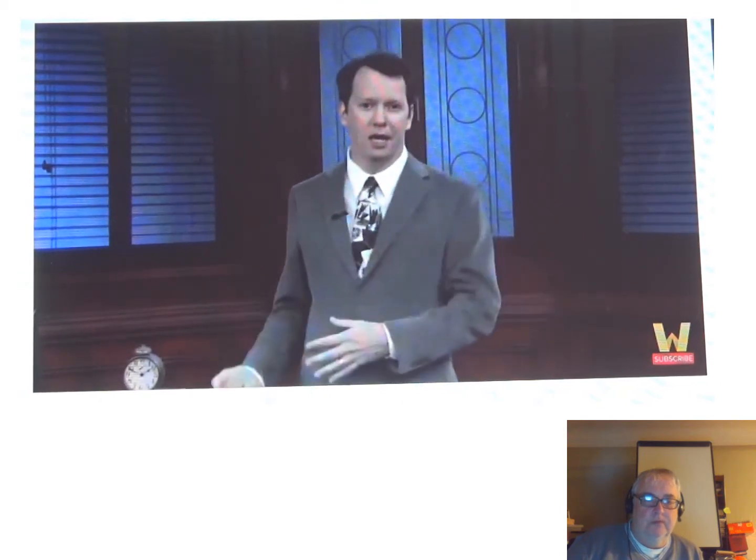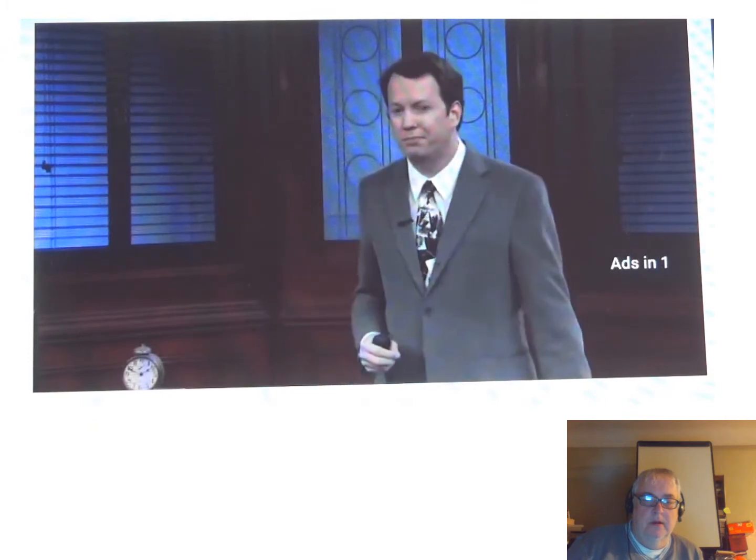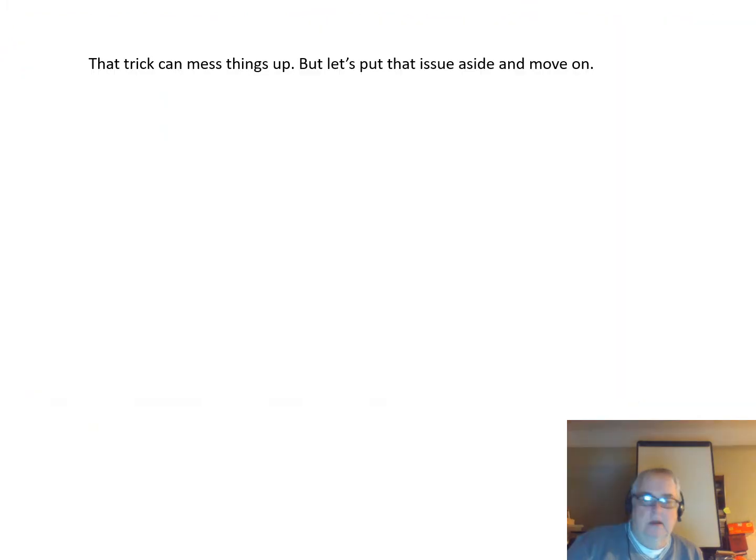What we want to do is to understand those events and internalize it so well that we can throw away the division of space-time into space and time, to treat it as one truly 4-dimensional thing. This is a very difficult trick to pull off intuitively. We're not used to thinking 4-dimensionally, but we can train ourselves to do better and better. That trick can mess things up. Let's put that issue aside and just move on.